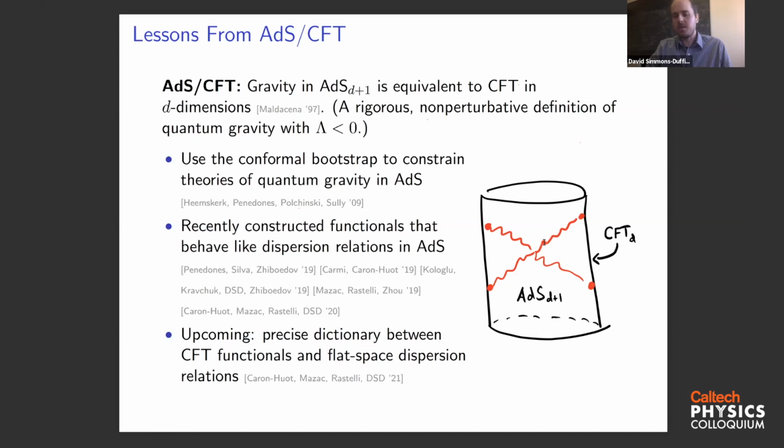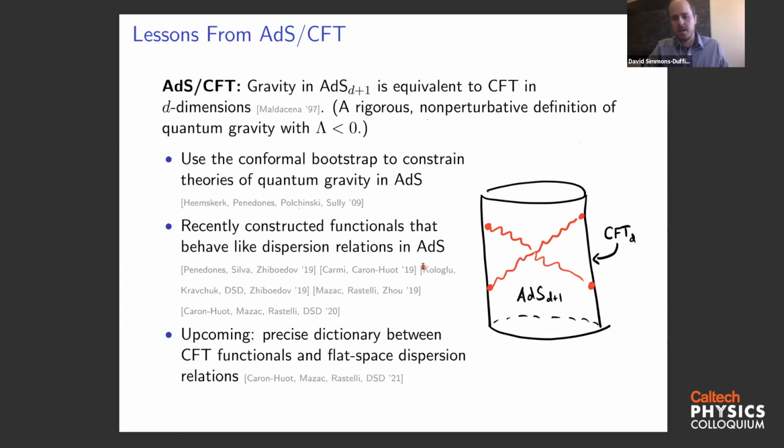Now, it turns out that to really learn interesting things about quantum gravity in AdS, you need to construct very special kinds of functionals. And this is something that the bootstrap community has learned how to do over the last couple of years. It's been understood recently how to construct functionals that behave like dispersion relations in AdS. And in fact, in upcoming work that will hopefully appear next week, my collaborators and I write down a precise dictionary between CFT functionals and flat space dispersion relations. So precisely what functionals you need to apply to CFT correlators to give you dispersion relations in AdS that look just like the ones we've been talking about in flat space.